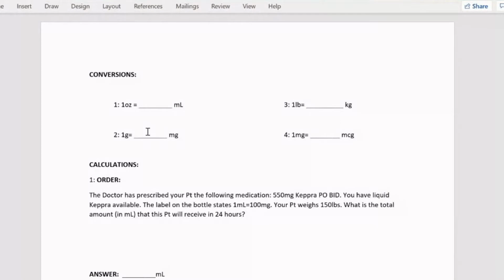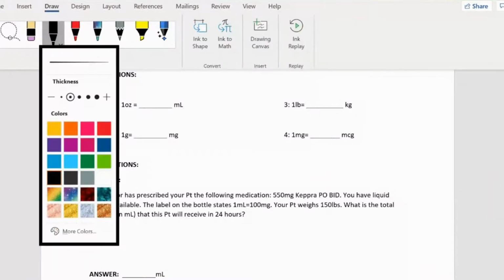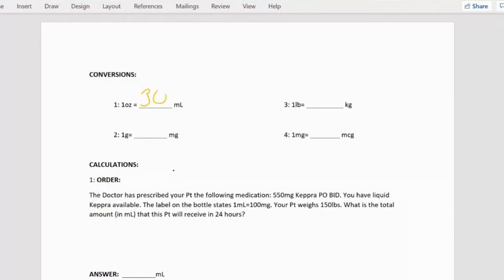So before you even do calculations, you must know conversions. So I am quickly just going to go through these. Let's see, let's use yellow here. 1 ounce is 30 milliliters, or 30 milliliters equals 1 ounce. And that is important to know for your medications that come in liquid forms.